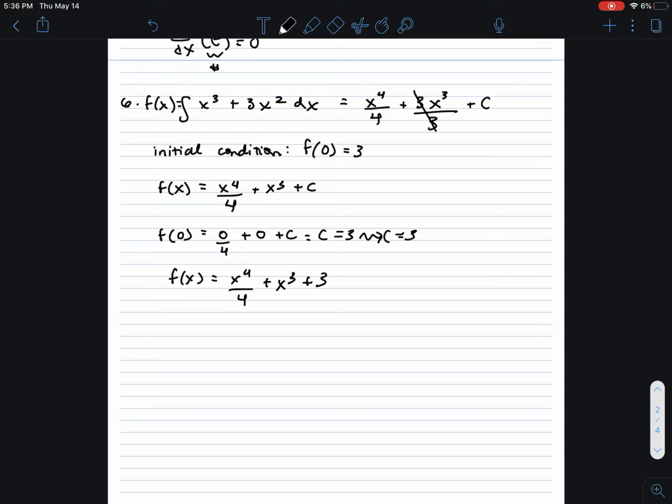Let's see here. I want you guys to remember that if s of t is position and v of t is velocity, then the derivative of s of t is equal to velocity, which also means that the integral of velocity is equal to s of t. Okay.